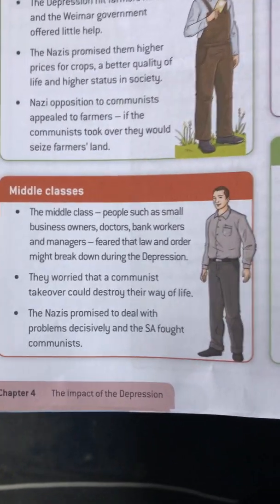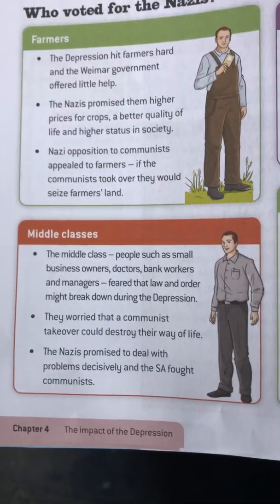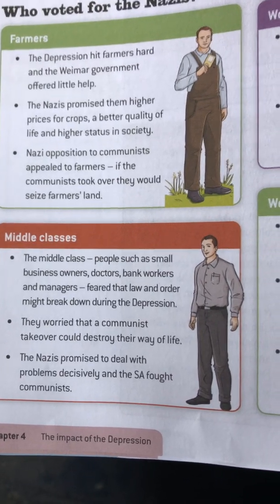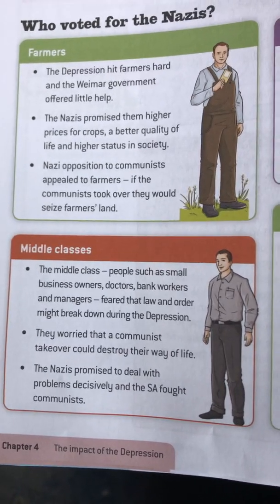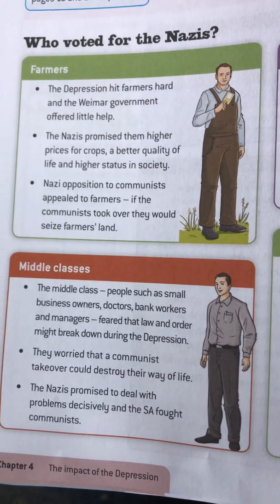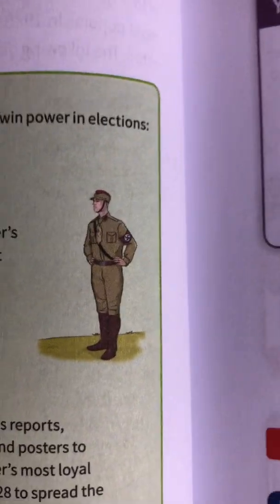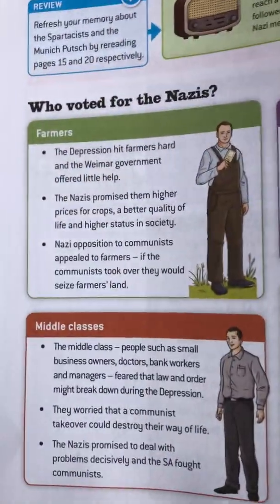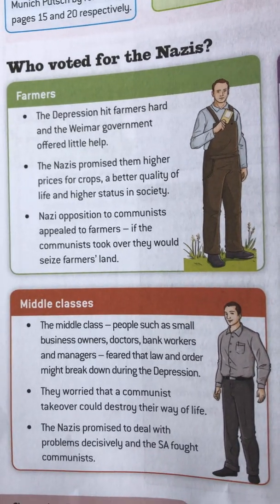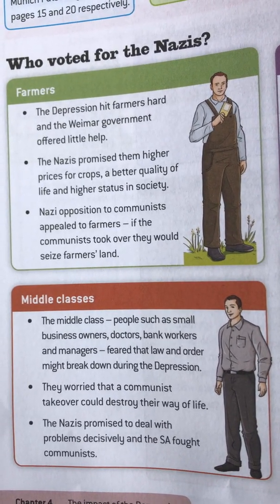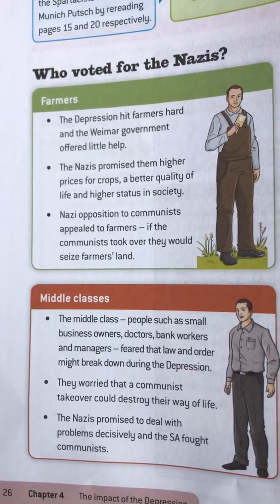The middle classes, so people who had small businesses, doctors, bank workers, managers, so well-educated people who were in good, well-paying jobs, feared that law and order might break down. They were worried there'd be chaos in the streets, and they saw the organisation of the Nazi Party as something that would protect them from that, especially with groups like the SA going around providing order in the streets in their uniforms. They were worried that communists might take over and destroy their way of life, and the Nazis promised to deal with whatever problem might arise. So to the middle class, the Nazis were a way of protecting their lifestyle.